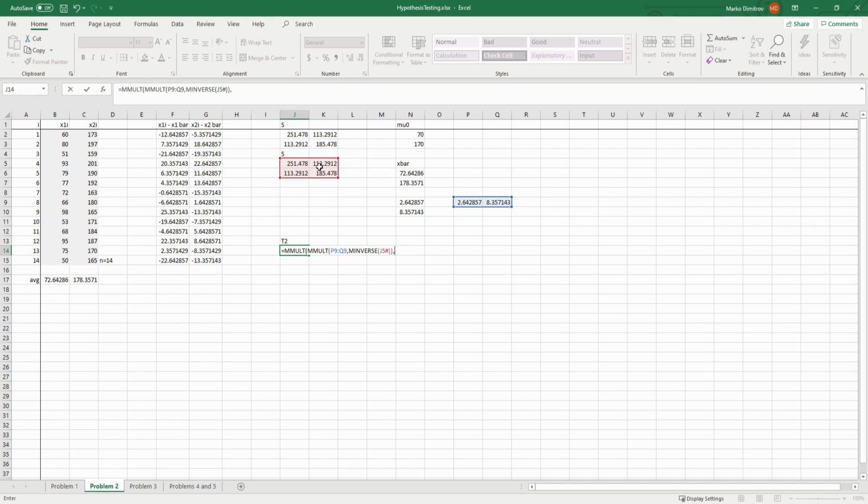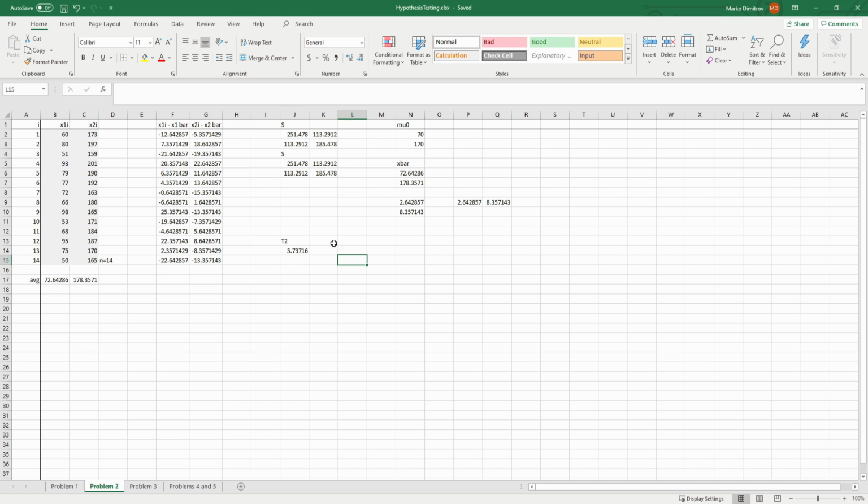Okay, and in the end we need this difference, and we get our value of t squared, but we need to multiply it with 14. So this is our value of Hotelling's T squared statistic. What we know is that this Hotelling's T squared statistic has Fisher distribution times a constant.